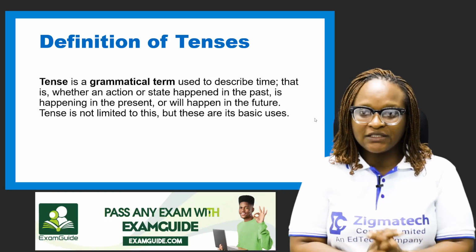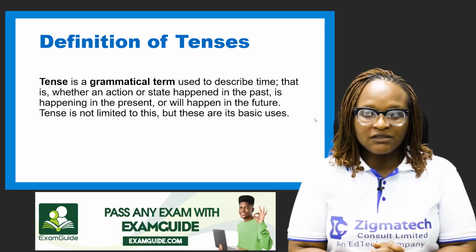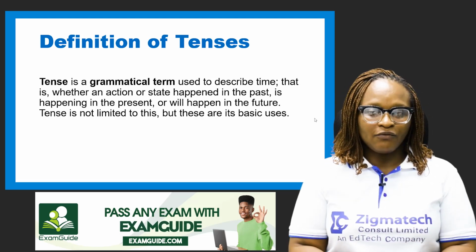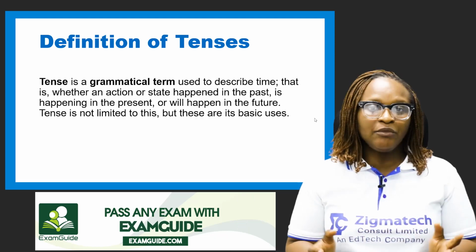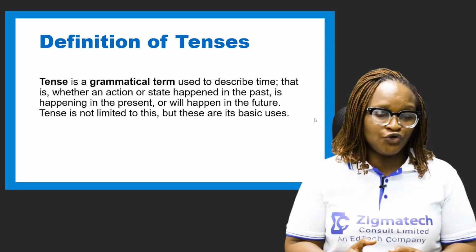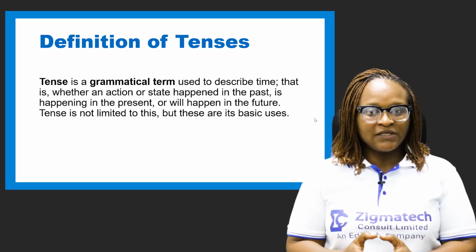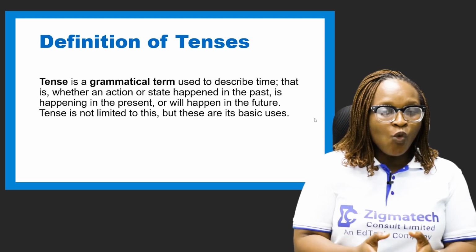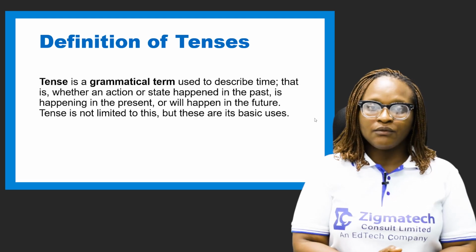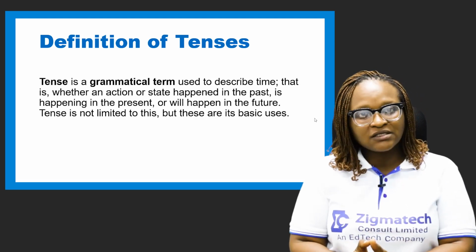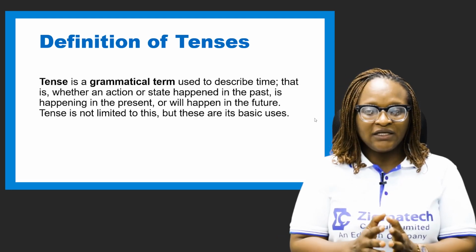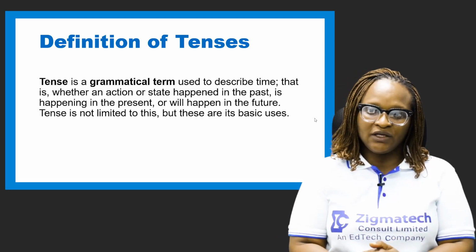Looking at the definition here, we say that tense is a grammatical term used to describe time. Time in what way? Is it describing time in respect to 2 o'clock, 3 o'clock? No. Rather, it's describing time in respect to when something happened. Did it happen now? Did it happen in the past? Did it happen in the perfect? So these are the aspects of time we are looking at.